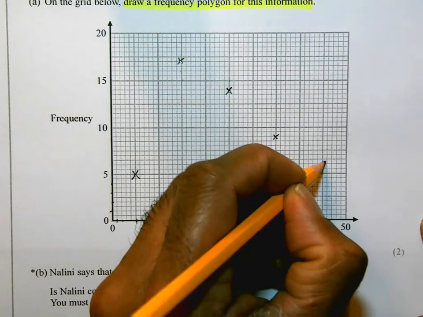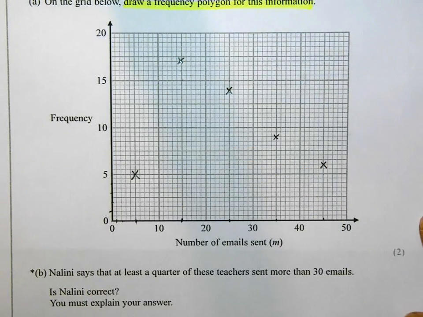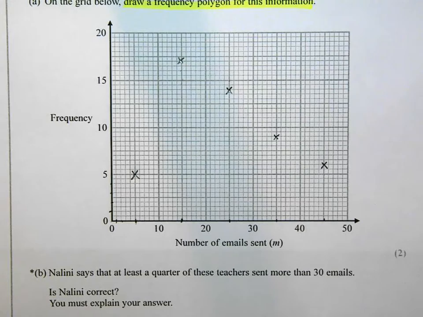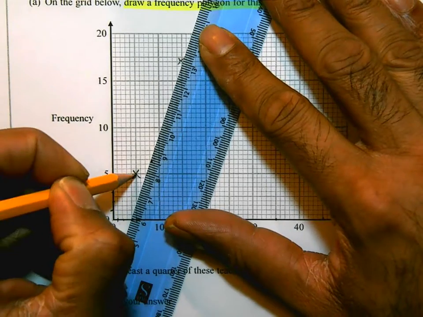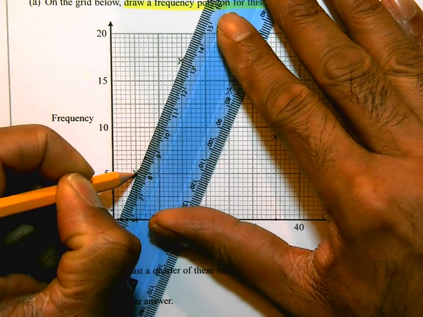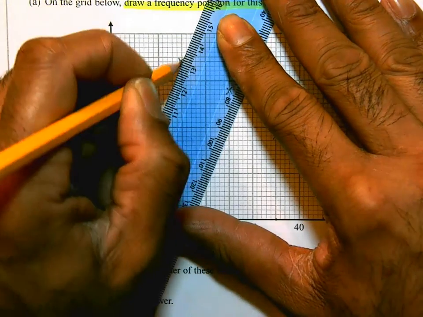I just need to join these up. And remember, use a pencil as you're doing this. If you make an error, you can make necessary corrections. Join these with straight lines. It's not a line of best fit. It's definitely not a curve.